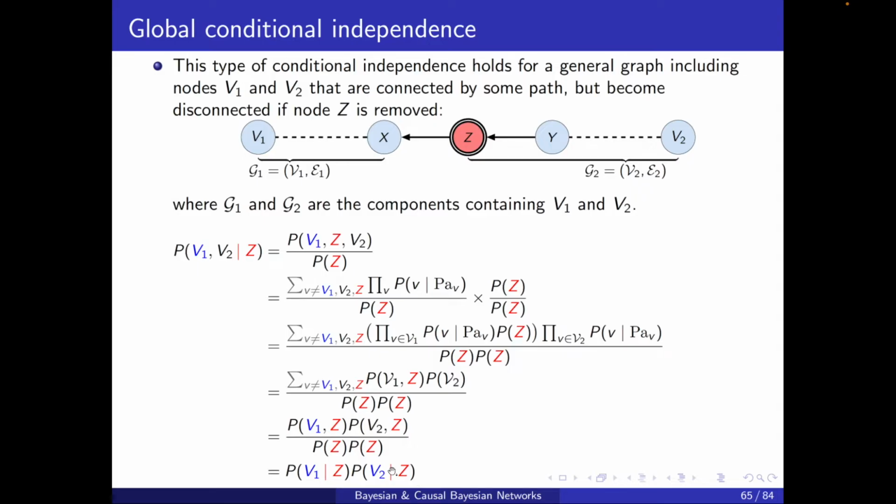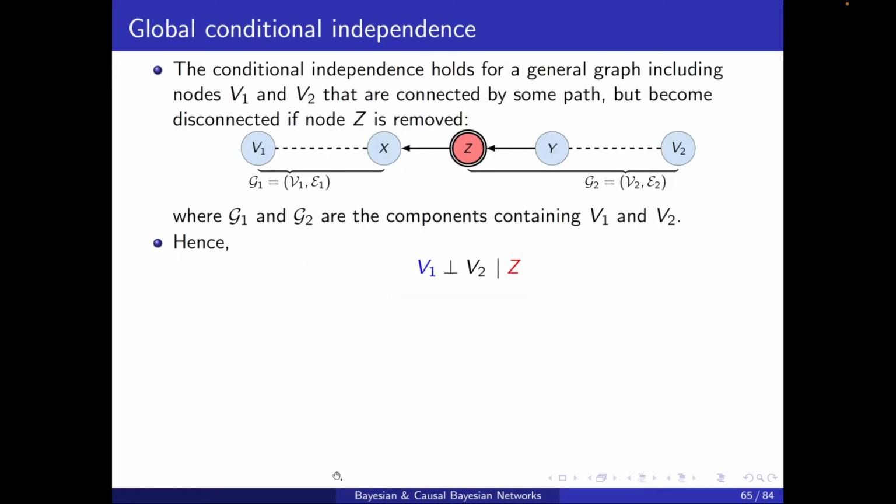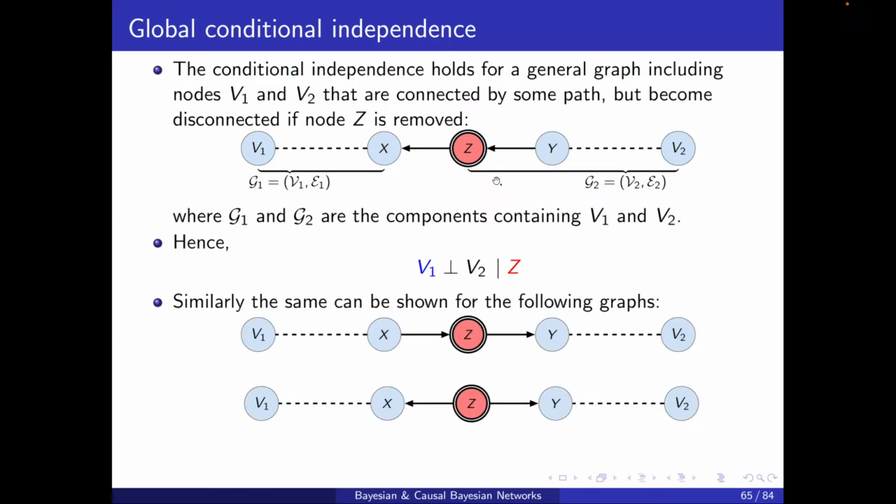Okay, so what happened? We see that this has been factorized into these two terms, so I can conclude that V1 becomes independent of V2 conditioned on Z. Now we can do the same process for these types of graphs as well, like when V1 and V2 are linked in this way. Of course, this is just the opposite of the other one, so this is not surprising, but this one also holds when Z has both of the directions outgoing.